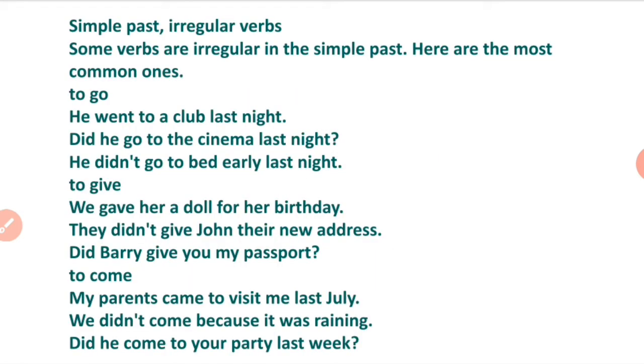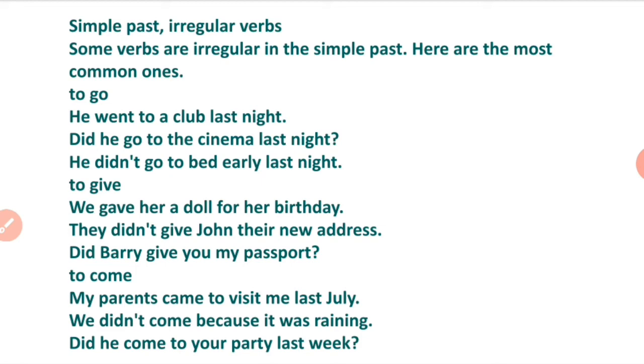Simple past, irregular verbs. Some verbs are irregular in the simple past. Here are the most common ones. To go. He went to a club last night. You can check. There is go, went, gone.